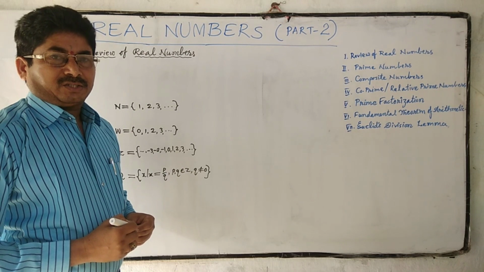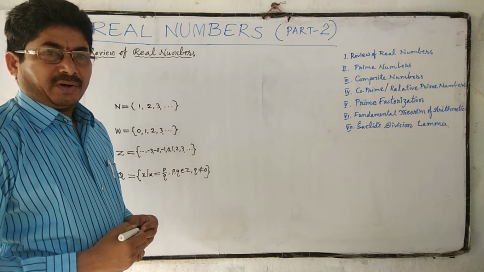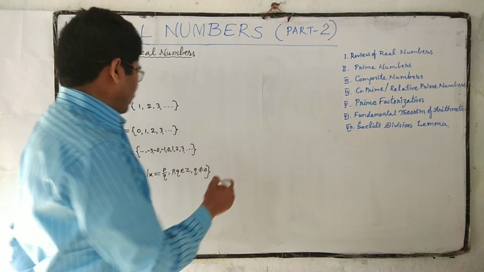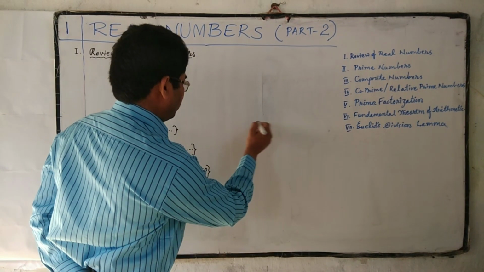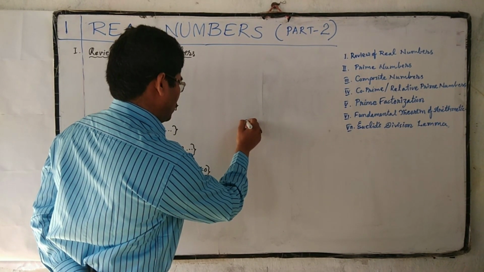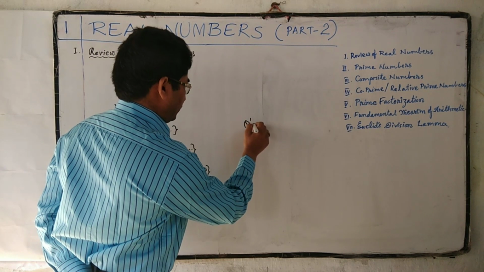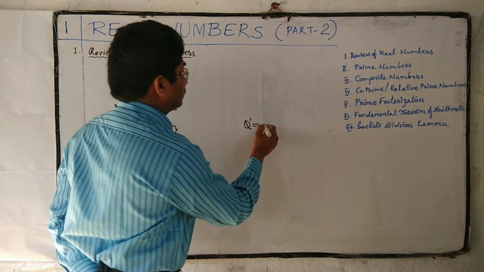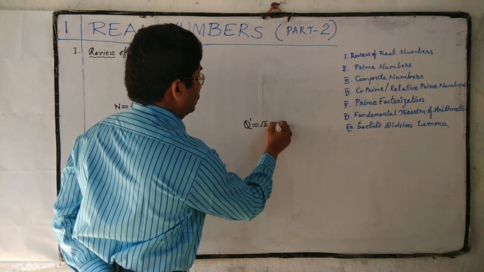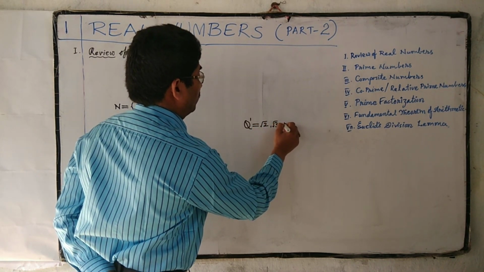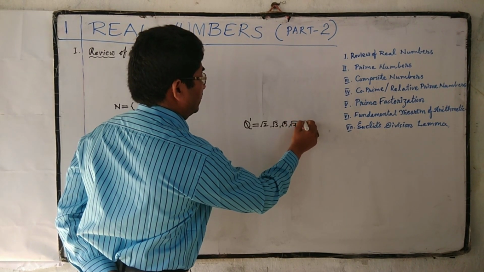Square roots of whole numbers that are not whole numbers are called irrational numbers. Irrational numbers are denoted by the letter Q dash or S. Q dash is equal to square root of 2, square root of 3, square root of 5, square root of 7, etc.